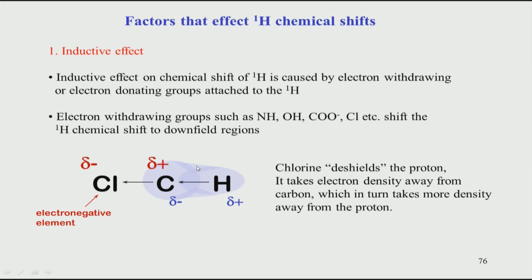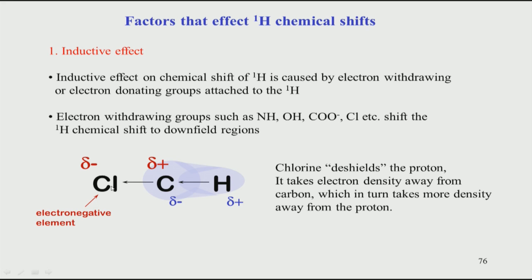So, this is the electron withdrawing effect, and this is typically observed in functional groups such as NH, OH, carboxylate, chlorine, etc. Because of that, this hydrogen now will appear at a chemical shift value very downfield shifted. So, this is what we saw in the previous slide, the hydrogen attached to a chlorine comes downfield shifted.